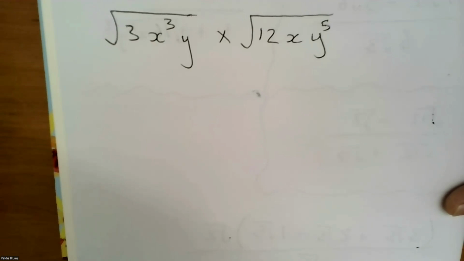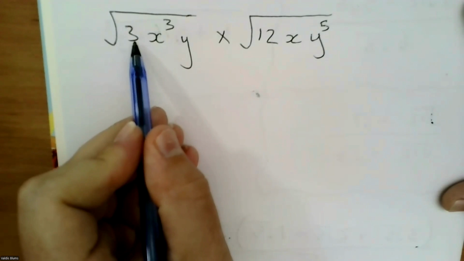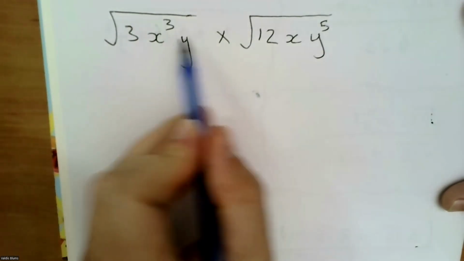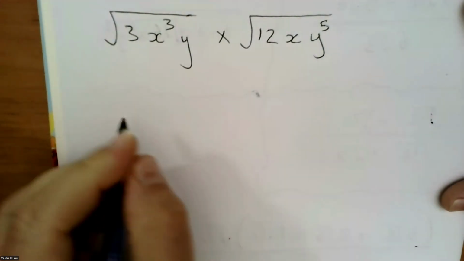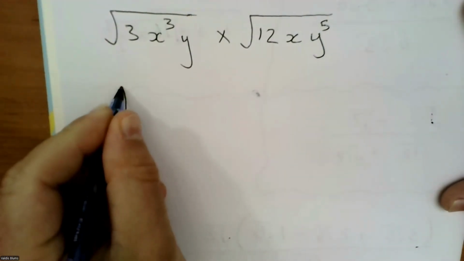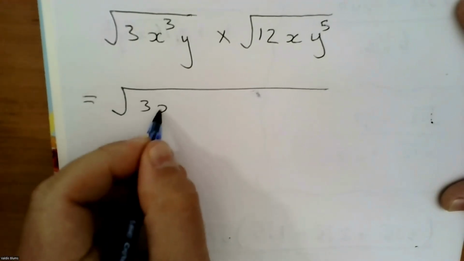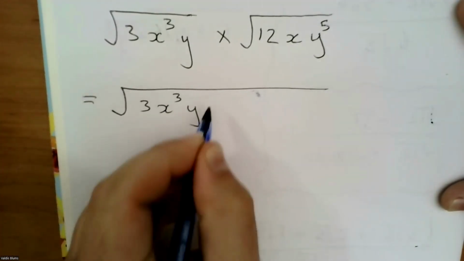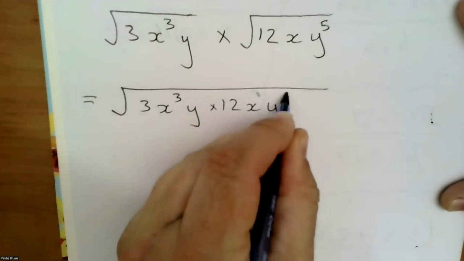Okay, so hopefully you had a chance to give it a go. Now, because we have multiplication of two square roots, we can just bring the square root over everything, or take everything under the one square root. So we have 3x cubed y by 12x y 5.